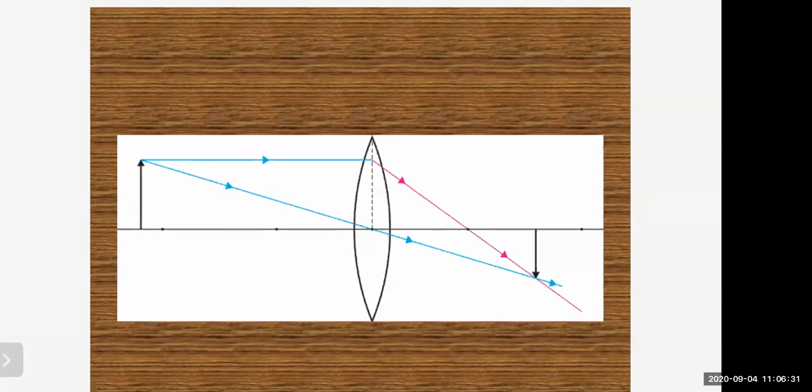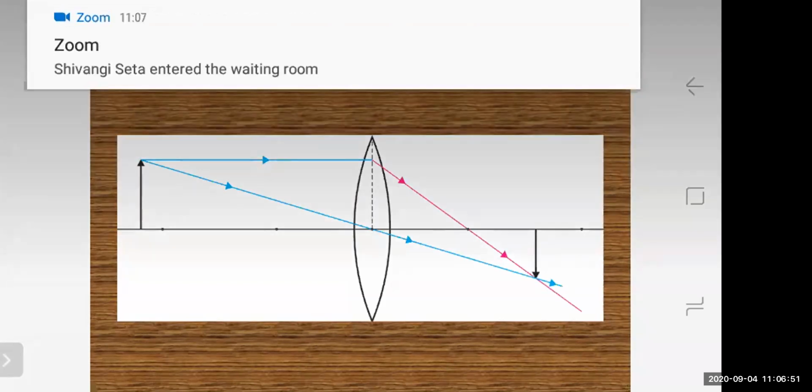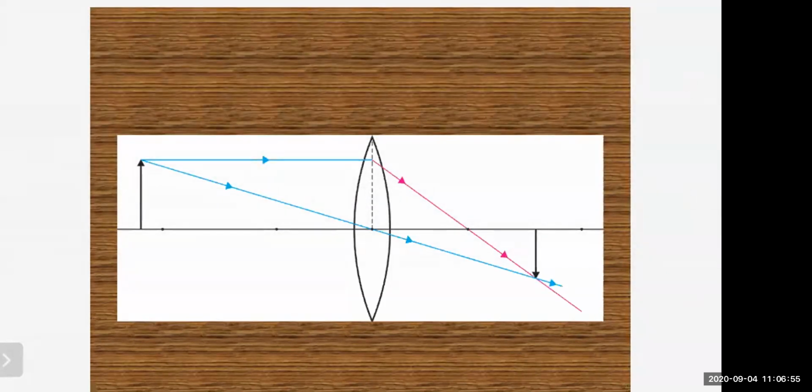And the third condition is that when the incident ray passes through the optical center of the lens, it passes without changing its direction. So the ray of light should pass without changing its direction. Again, I'll repeat the 3 rules for obtaining an image formed by a convex lens. Now, in the diagram, you can see a convex lens.